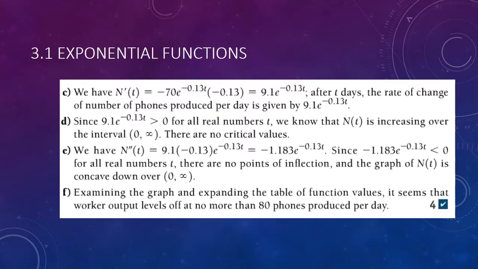We already said that, now in this case it's a little different because we have the negative power. If you take the second derivative, we get negative 1.183e to the negative 0.13t. That is going to be negative over the entire graph. There are no points of inflection, and it is concave down over the entire graph. And it looks like it levels off at about 80 phones per day. So in other words, once they get to about 80, they're really not going to improve upon that anymore.